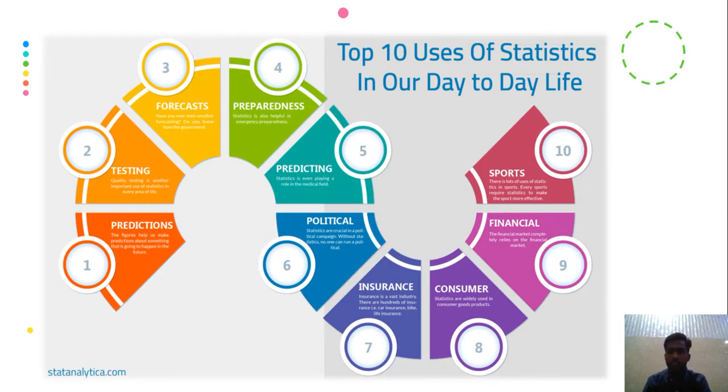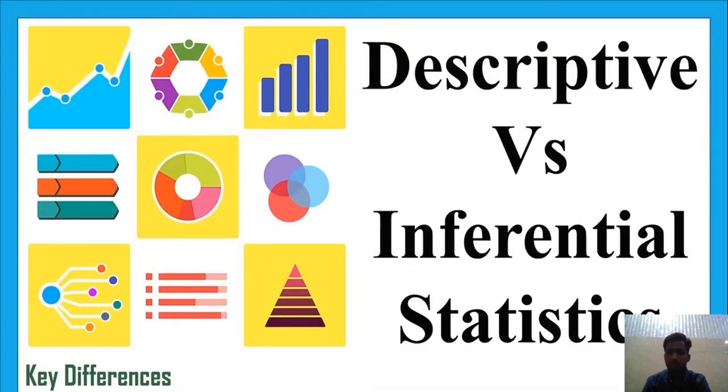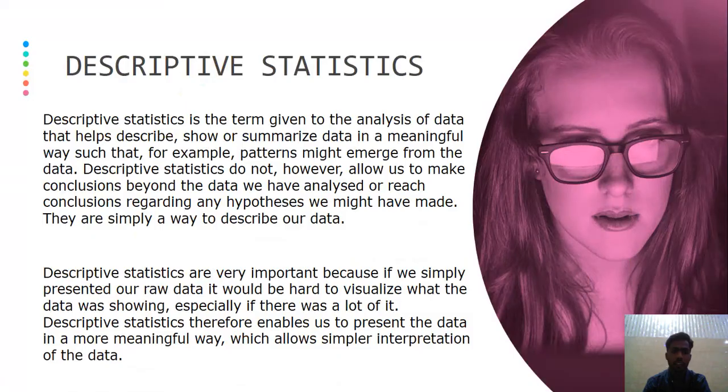There are top 10 uses of statistics in our day-to-day life, and the chart is here, you can see. Now, descriptive versus inferential statistics. So what is descriptive statistics? Descriptive statistics is the term given to the analysis of data that helps describe, show, or summarize data in a meaningful way, such that, for example, patterns might emerge from the data.